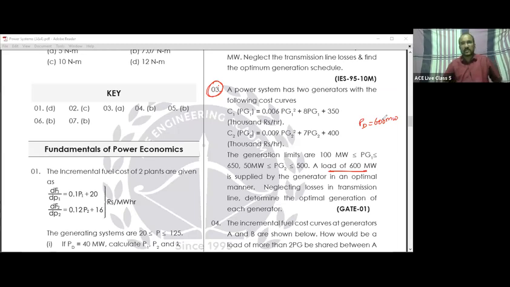Take the screenshot of this. Problem number 3. Try to solve that.